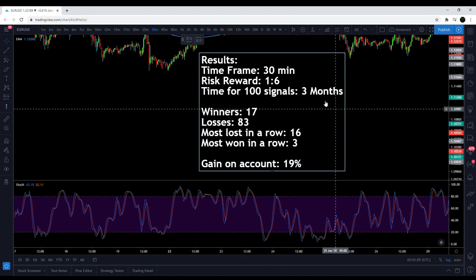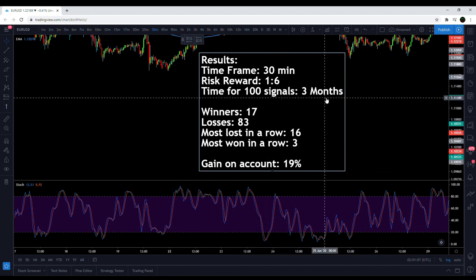That shows the power of the 1-to-6 risk-reward ratio. It's still profitable even after losing 16 in a row. If you just kept trading, you could have been profitable. Wow. So the point of this is to compare this to other risk-reward ratios.